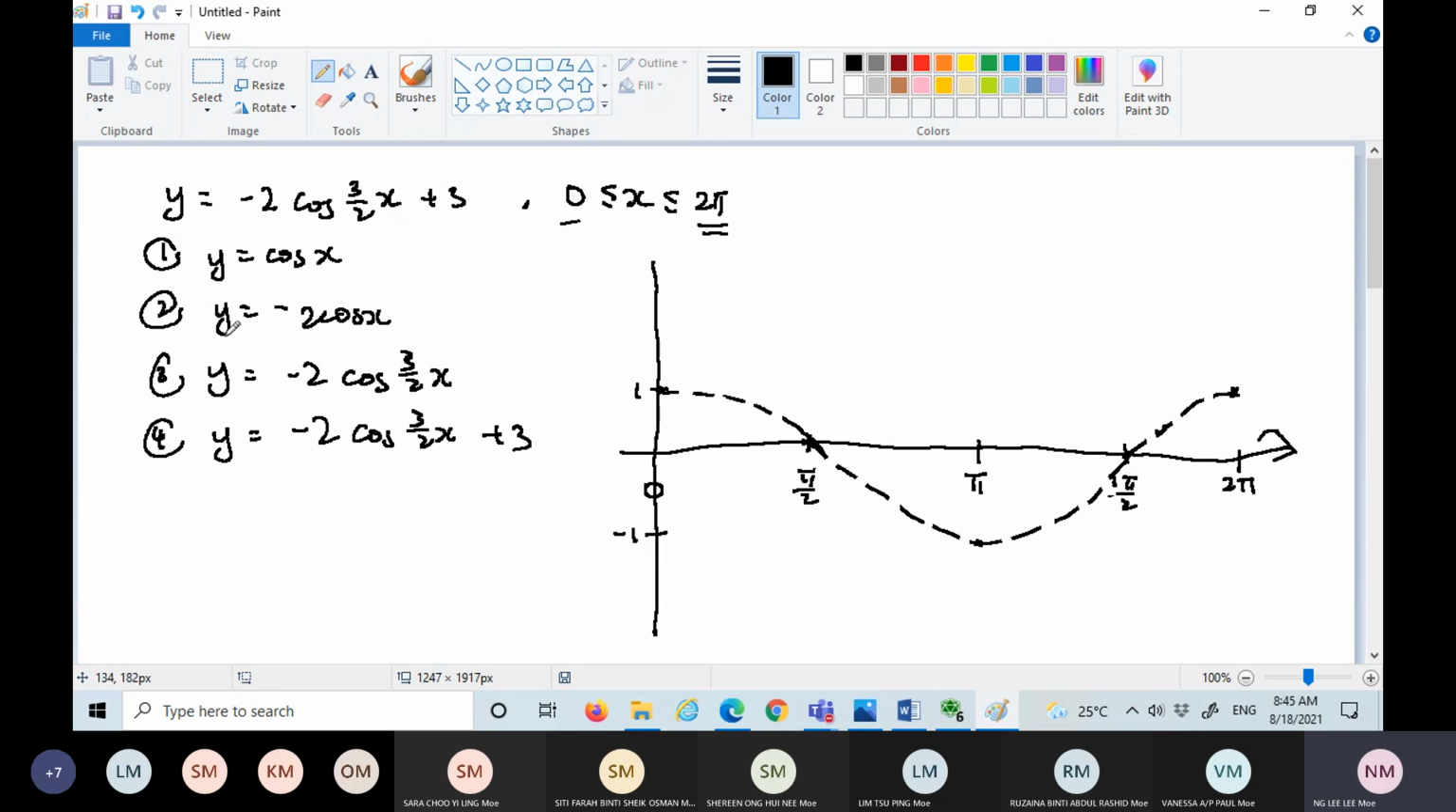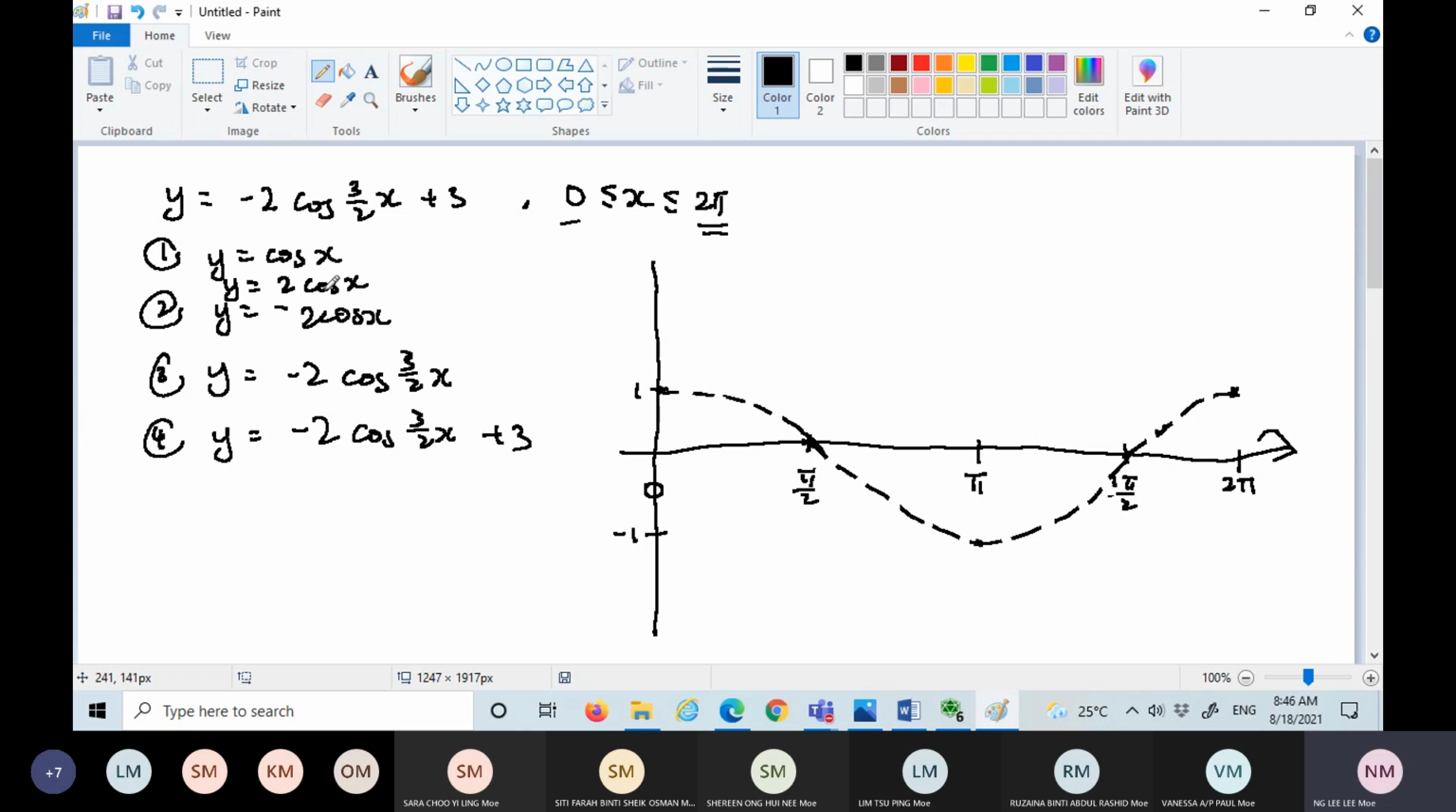Okay, the second one with the -2. Before the -2, I want to add one more here, because the negative is very messy. I want to add the one with negative first, and I will see what will happen.